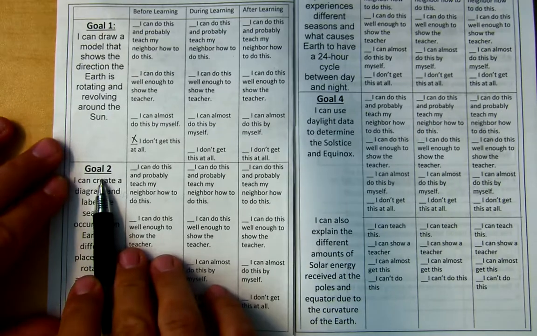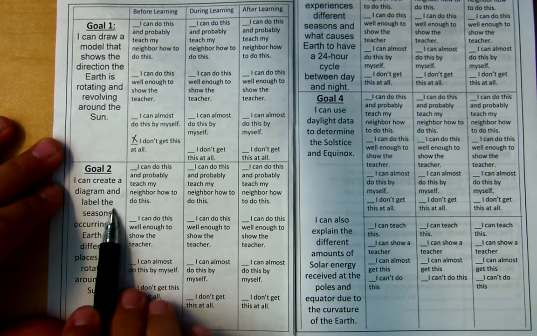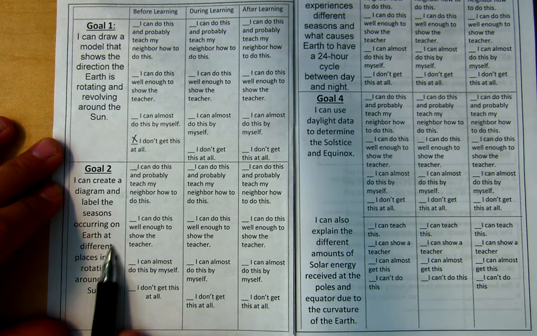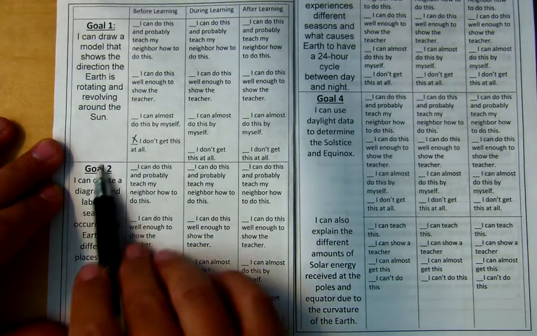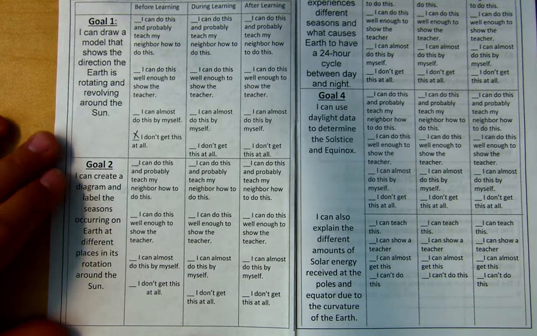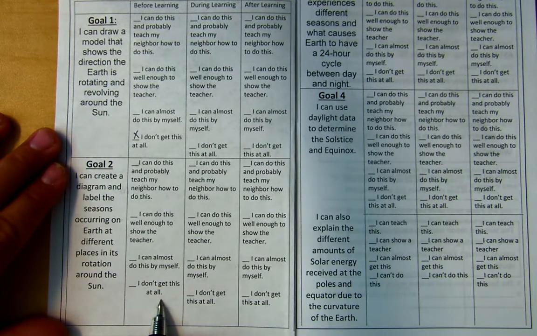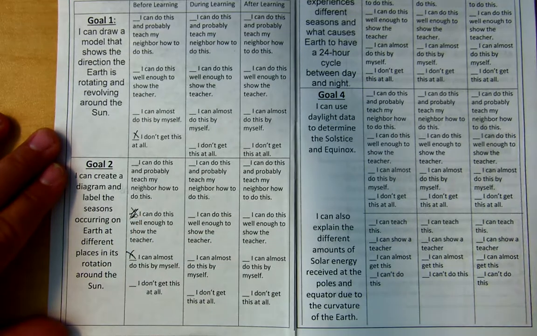Goal number 2, I can create a diagram and label the seasons occurring on Earth at different places in its rotation around the sun. If you can do this and list the seasons, holy cow, that's pretty good. If you can't do this at all, click this one. If you can do this by yourself, click that one. If you can show me, click that one. We'll see where you're at, wherever you might be. This is just to see how your learning's going.